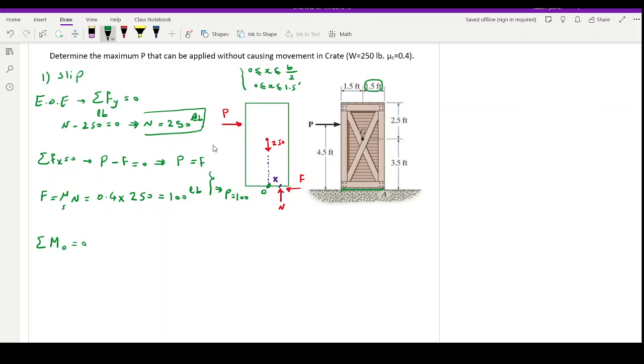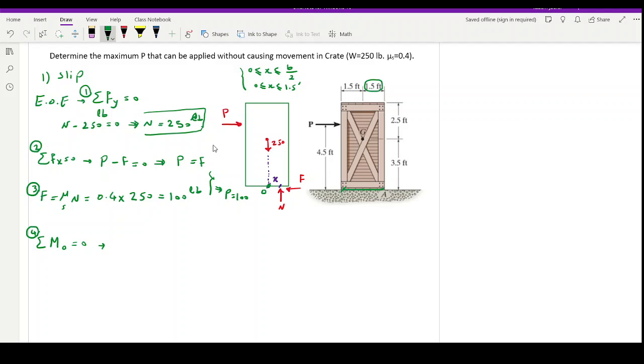So this was my first equation. This was my second equation. This is the third equation, and this is equation 4, and we have 4 unknowns. So sigma M about O is 0.